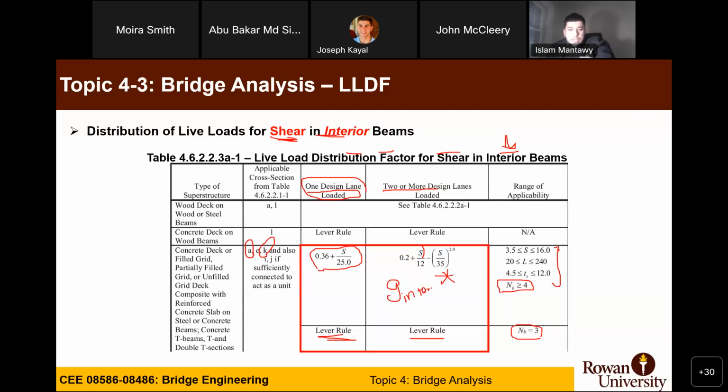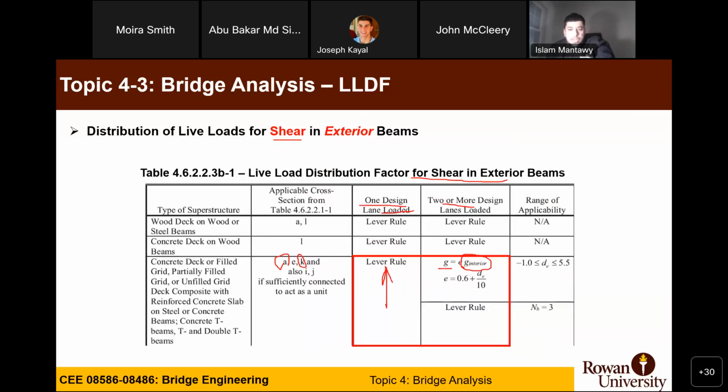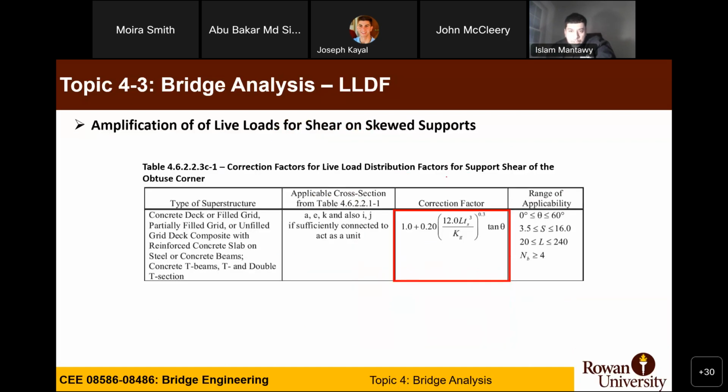And you multiply times e, but make sure that your e here is different than the moment. It's just 0.6 plus de over 10. And if you have only 3 girders, use the lever rule, right? Usually you will have more than 3 girders; the minimum is 4 girders. And similarly, if you have a skew, you correct with this factor. Okay. Yeah.